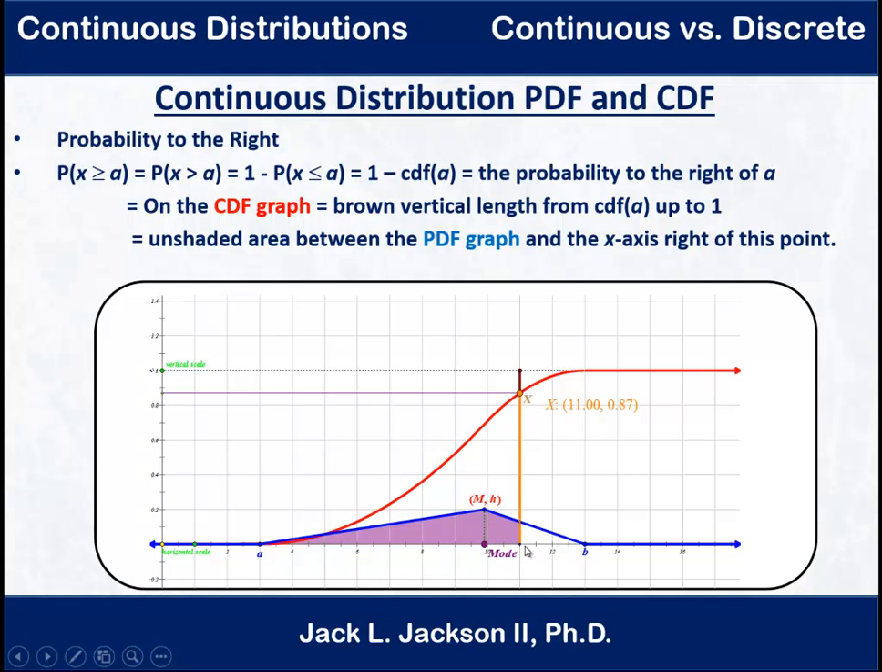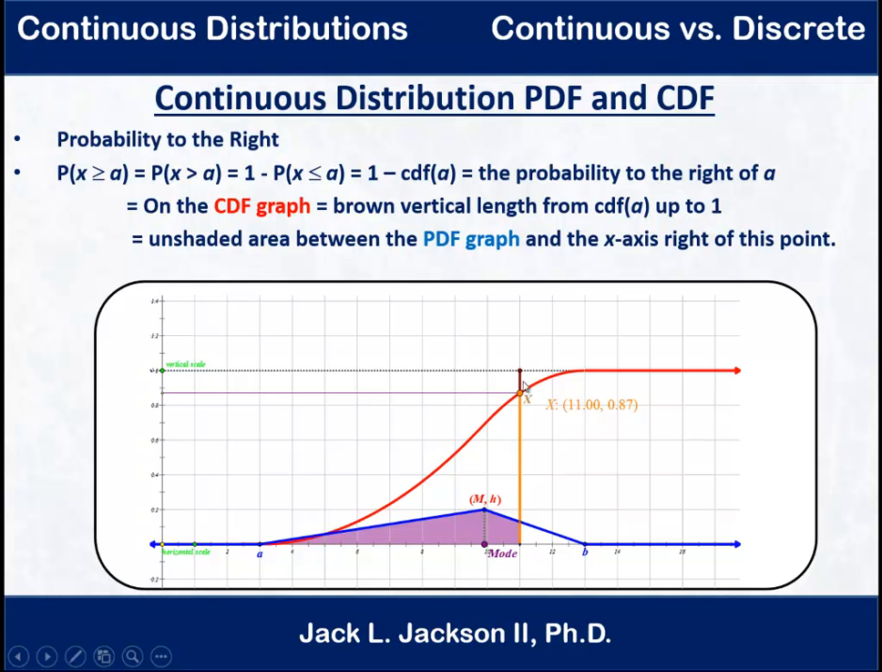Well, if that probability is represented by this orange length from here to here, remember this horizontal line right here is at y equals 1. So the length from 0 up to 1 is the total probability of 100%. Well, we've already gone over 80. We've gone up to 87% to the left. So what does that leave to the right? The difference, which is given by this brown line segment here, which is 13%, 0.13.